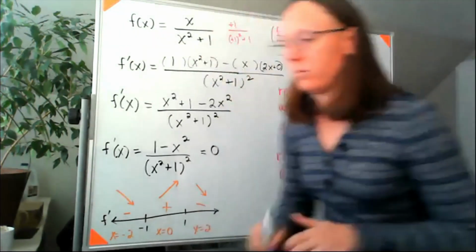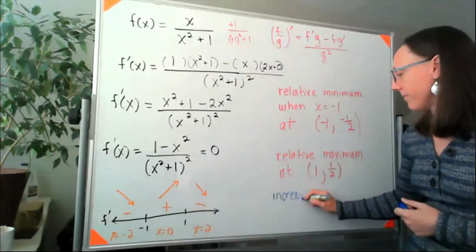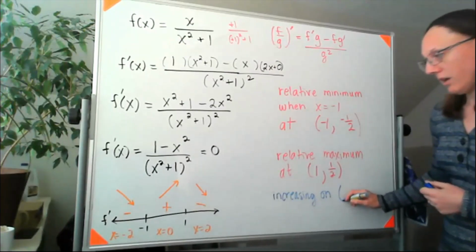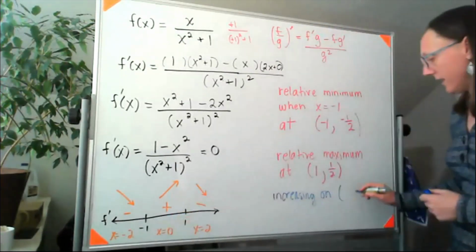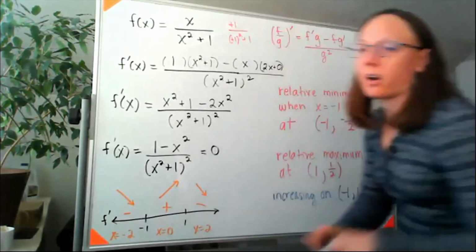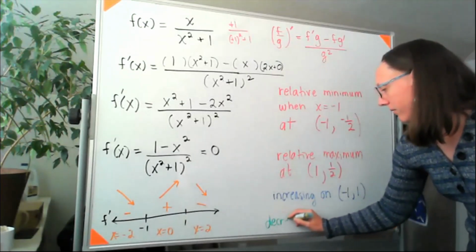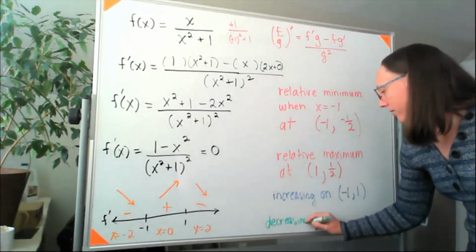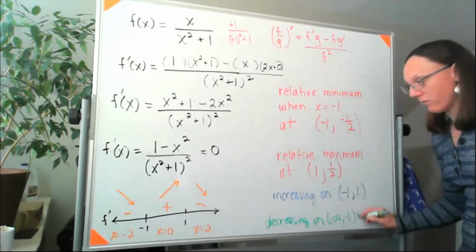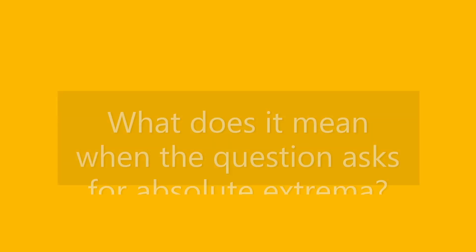And then we can say that this is increasing on, and the only place we're increasing is from -1 to 1, but we are decreasing on -infinity to -1 and from 1 to +infinity.